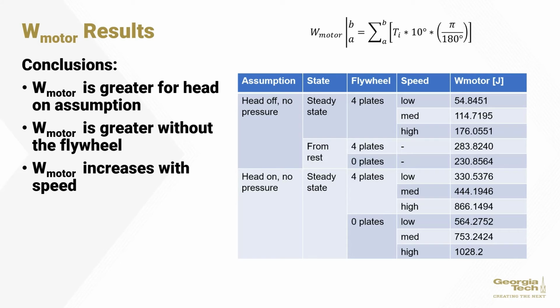The table on the right shows the values for work of the motor done for the first 2 weeks for each trial, including the head-on assumption for steady-state speeds with and without the flywheels. The main conclusions from calculating motor work is that the motor work is greater when the head-on assumption is made as opposed to the head-off assumption. Work of the motor also increases with fewer flywheels attached to the motor. Finally, the work done by the motor also increases as the angular velocity of the motor is increased over the same time period that data is recorded for.